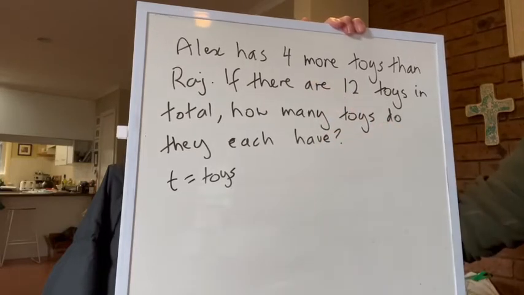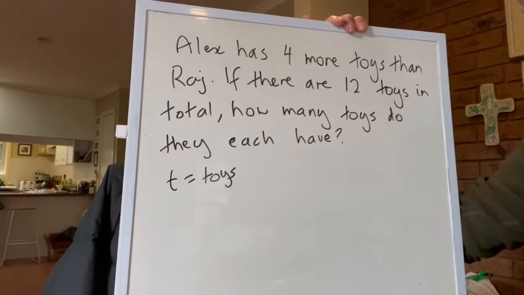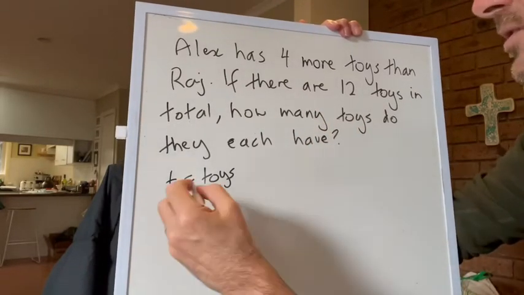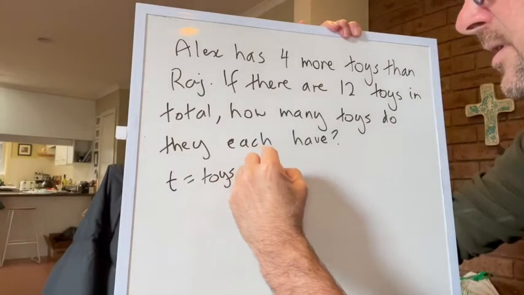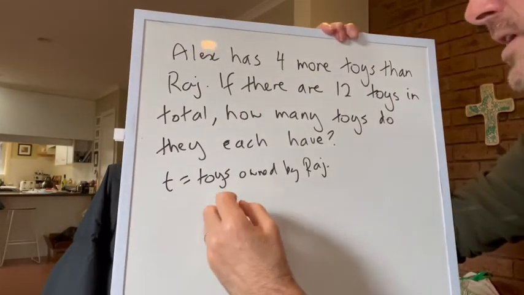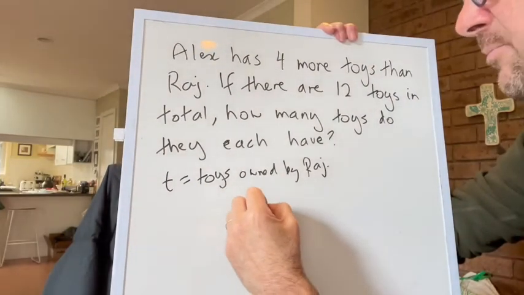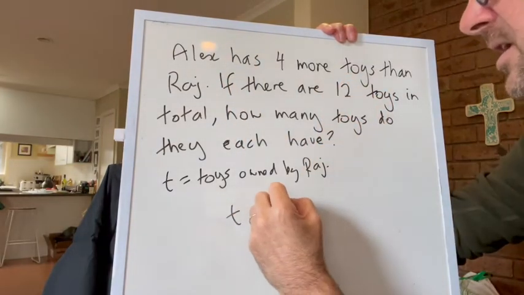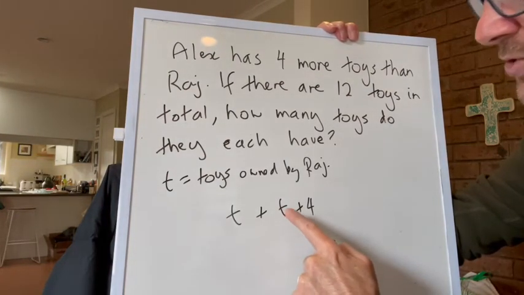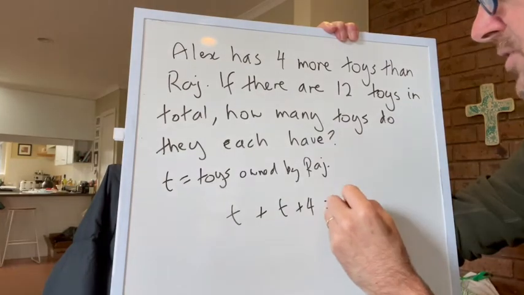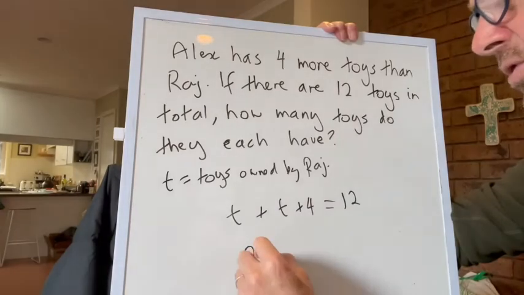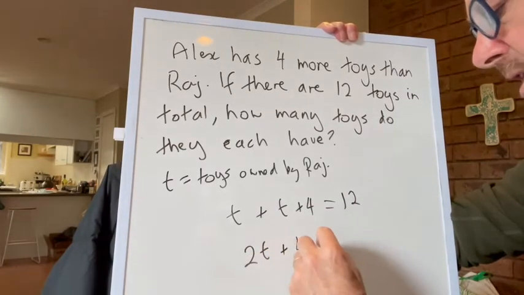Okay, so here we have Alex has 4 more toys than Raj. So what we know is that Raj has a number of toys. Let's call that T, toys owned by Raj. Now if it's T, then Alex has 4 more, so he has T plus 4. So we have Raj's number of toys plus Raj's number of toys plus 4, and that all equals 12. Now that's not simplified, so you need to simplify that statement to be 2T plus 4 equals 12.